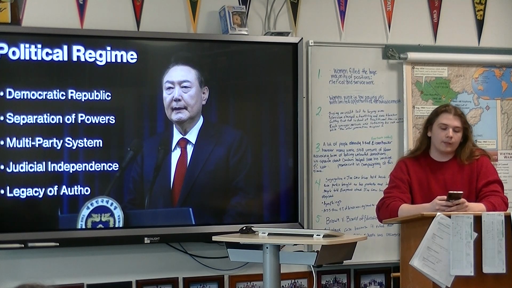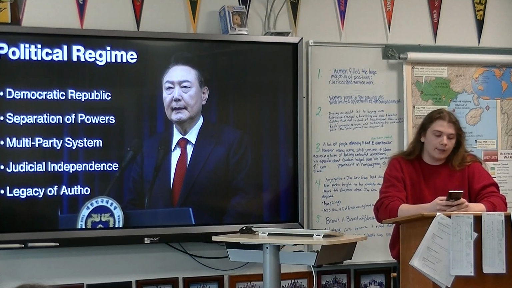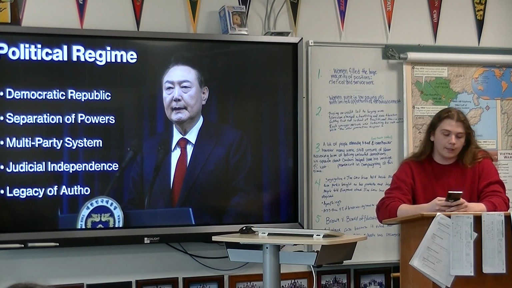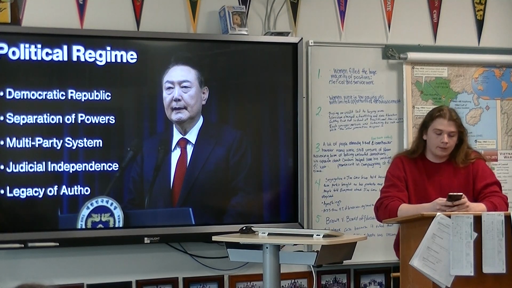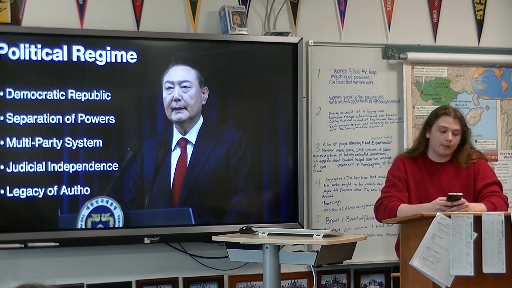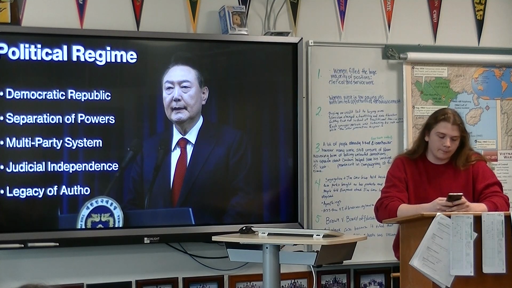Separation of powers. South Korea has a strong separation of powers with executive, legislative, and judicial branches. The National Assembly of Korea is unicameral, so lawmakers have responsibility for making any laws for the country. They have a multi-party system. It's a large and competitive system, usually dominated by their 2 major parties, the Democratic Party and the People Power Party.